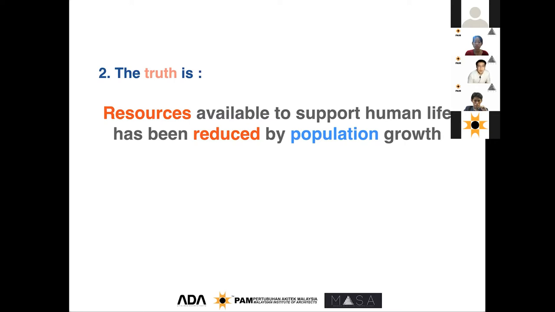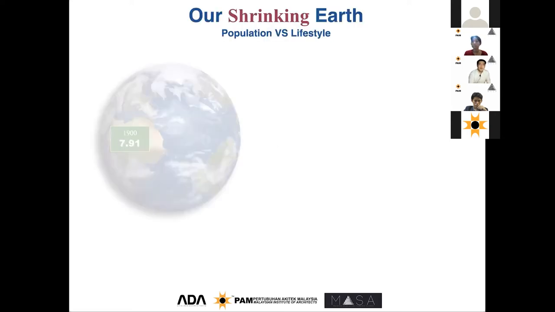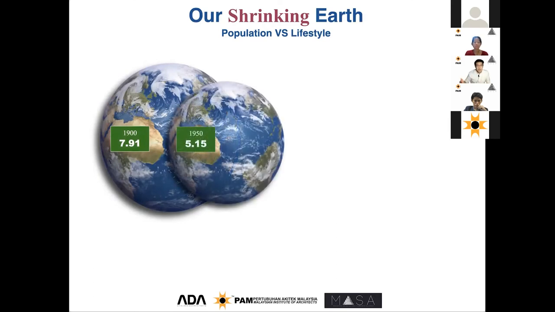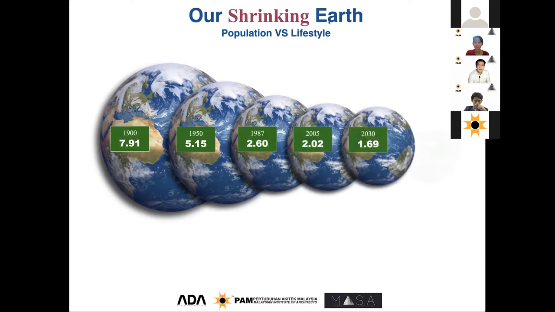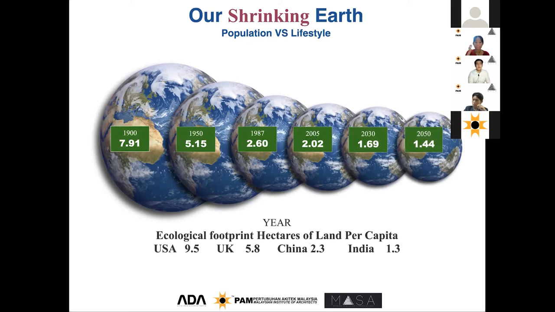The second truth is that resources available to support our human life have been reduced by population growth. What does it mean? Our population is growing, so the ecological footprint will be in more demand. This is called a stranded earth, meaning population versus lifestyle. This is the ecological footprint, hectares of land per capita. It means we take all the land of this planet divided by the total population of the world. And this is what we got in 1900: on average, 7.9 hectares per capita. And in 2030, we are projecting 1.69 hectares per capita.